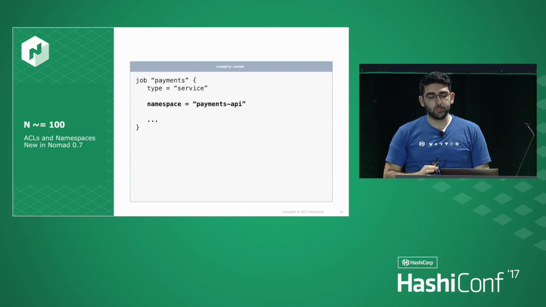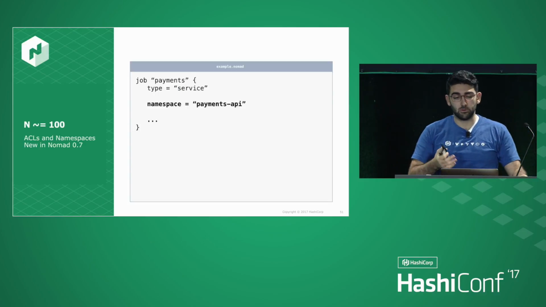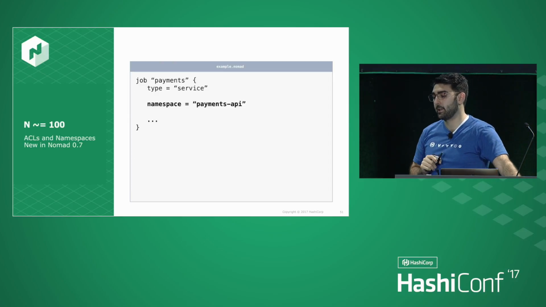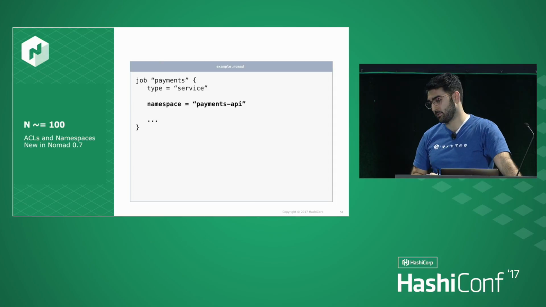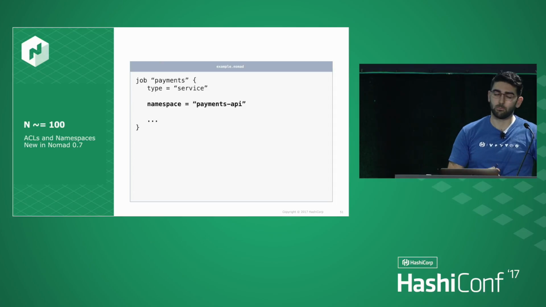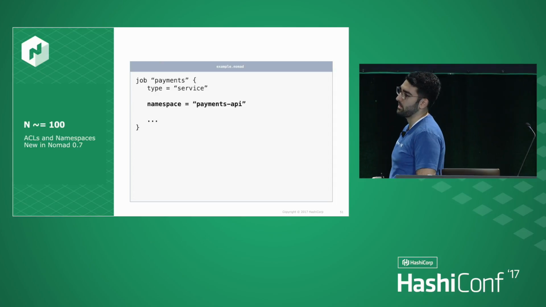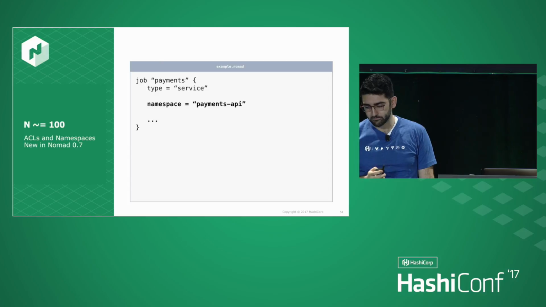So here's a Nomad job. With the new namespace feature, you can annotate it and say, I want this job to run in the payments API namespace. This is, let's say, our payment API server, and it's sensitive, and we don't want every developer in the company to have access to it.